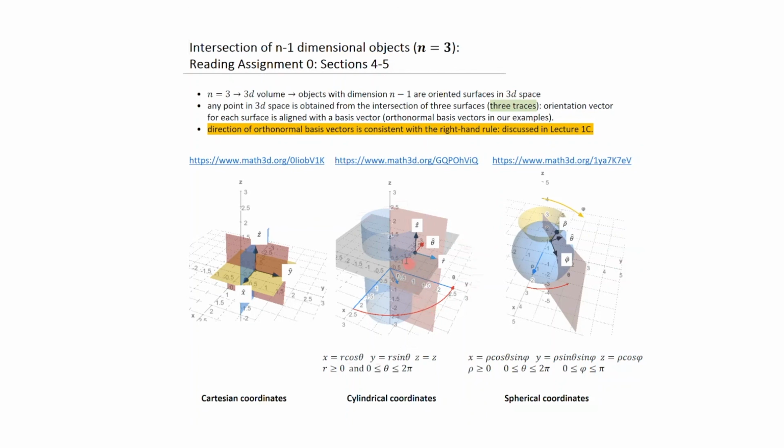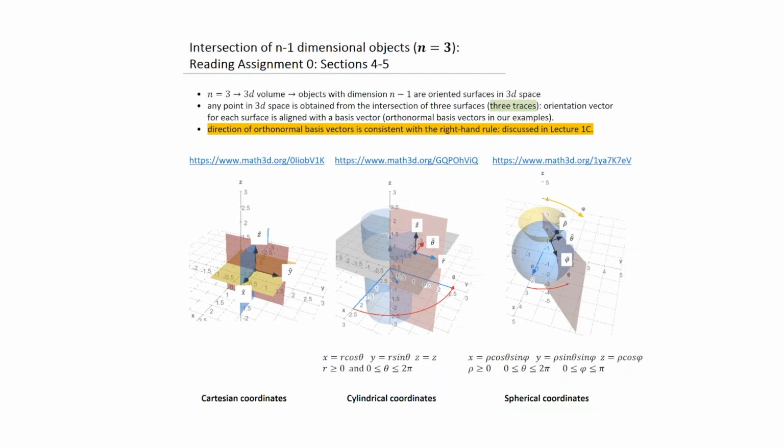And again, the vectors are pointing perpendicular to the surfaces, so the r-hat vector is pointing this way, theta-hat is pointing this way, and z-hat is pointing this way. Clearly, if we start moving these surfaces around, we're going to change the position of the intersection point, but at the same time, these basis vectors are going to be pointing in different directions when you look at it in terms of the x, y, z space.